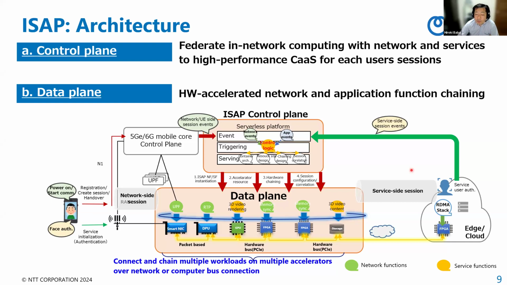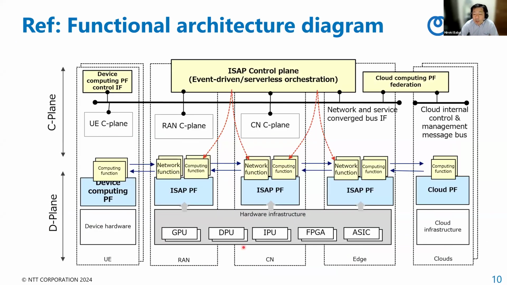So for the user and computing plane, as shown in the slide, multiple accelerators are configured and chained. And network and service functions are processed in a chain of accelerator hardware functions. So it contributes high speed and deterministic network and service function processing performance. So here is the architecture diagram just for reference.